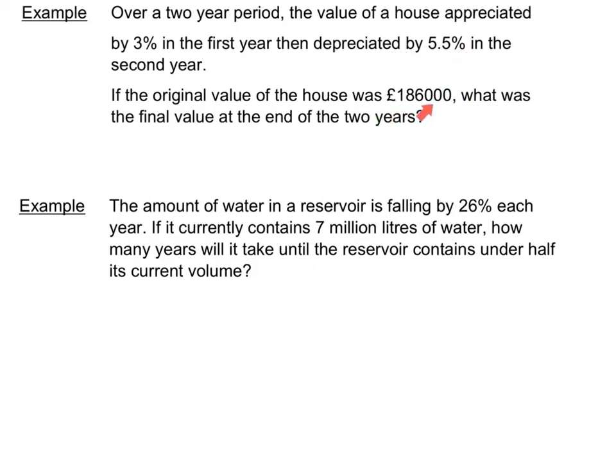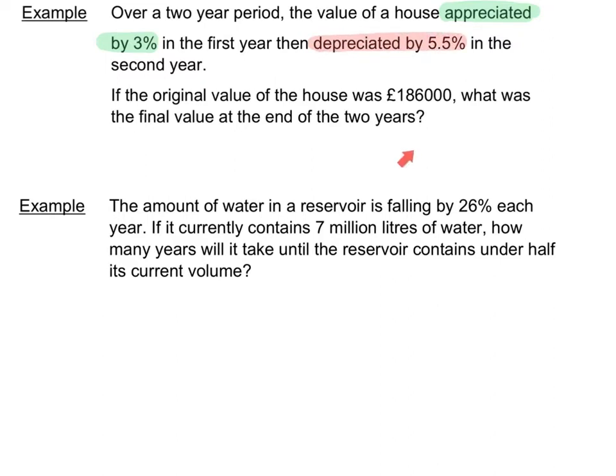So we've got an original value and we're asked what the final value is at the end of the 2 years. So this is fairly straightforward. Let's get the two parts highlighted here just so we understand exactly what we're doing. So firstly, we're going to be appreciating by 3%. That's highlighted in green, followed by a depreciation by 5.5% in red. So let's get our multipliers for each of these.